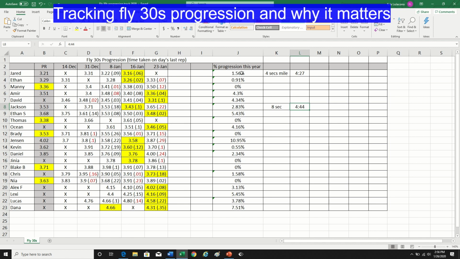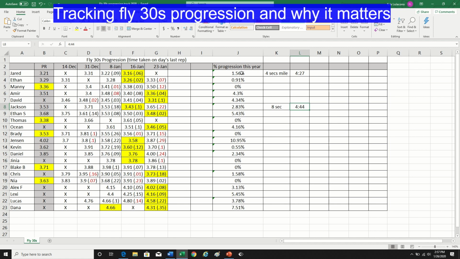So what we can say is that theoretically, now obviously this is theoretical because lots of things happen in a race, he has dropped, say, all of his paces from the 800 all the way out to the marathon, this same percent, 1.56%. So let's take Jared's mile.